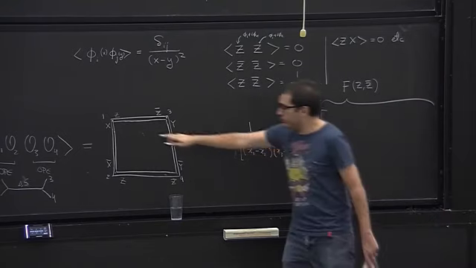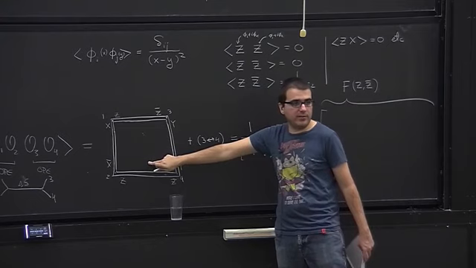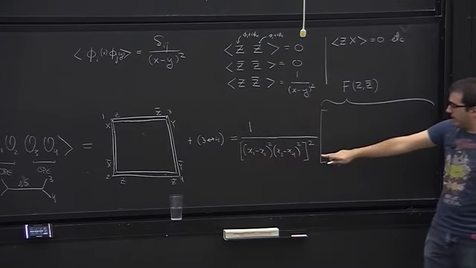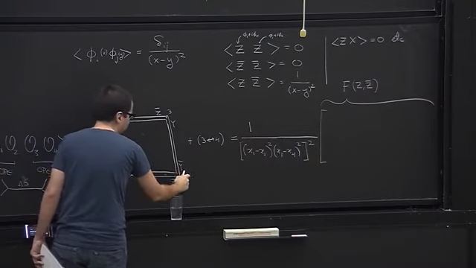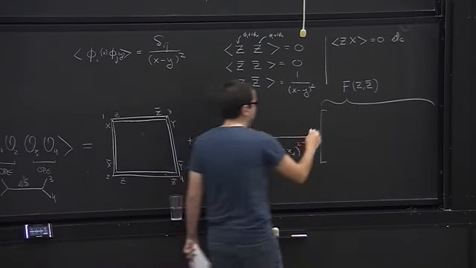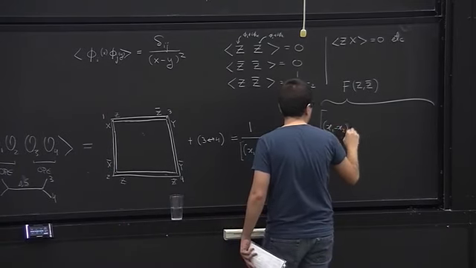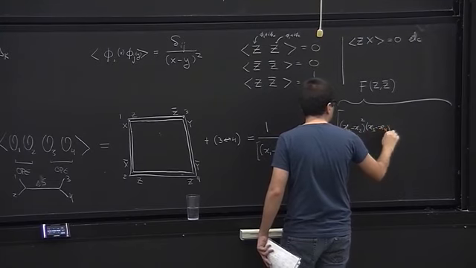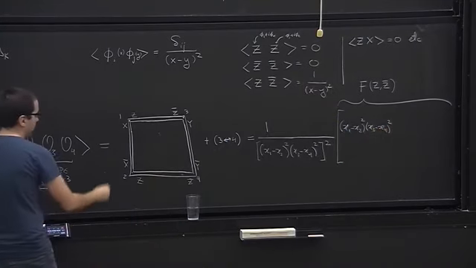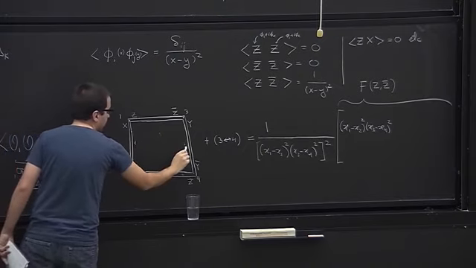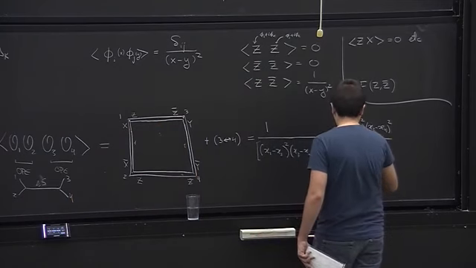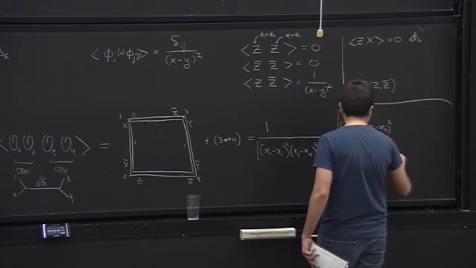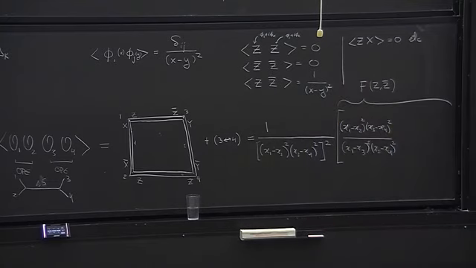So what is it? Let's look at this diagram here. Please have a look. I wrote 2 propagators here, but there's only one propagator between 1 and 2, and one propagator between 3 and 4. I wrote too many propagators. I have to put a factor upstairs here to cancel one of them: (x1 minus x2)^2 (x3 minus x4)^2. That's just because I only have one propagator here and one propagator here. And then I have a propagator between 1 and 3 and one between 2 and 4. So I have here (x1 minus x3)^2 and the other one (x2 minus x4)^2. So this is the first diagram.